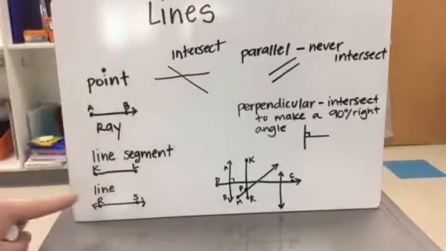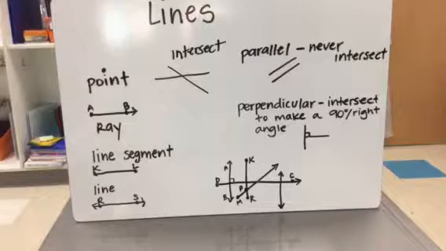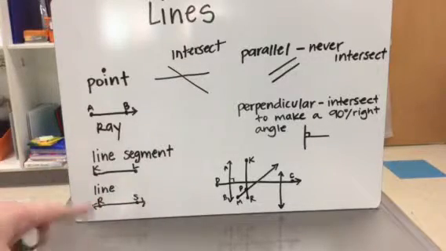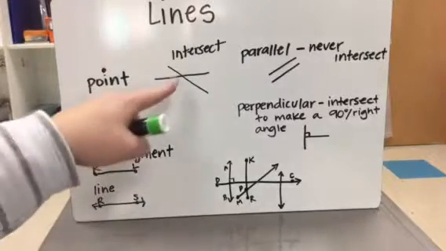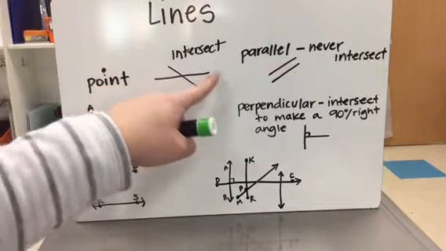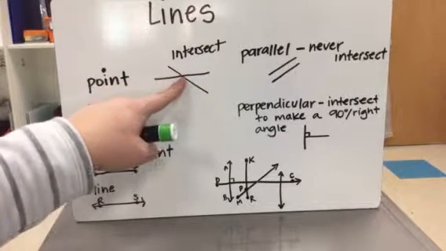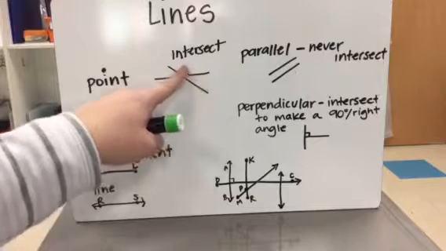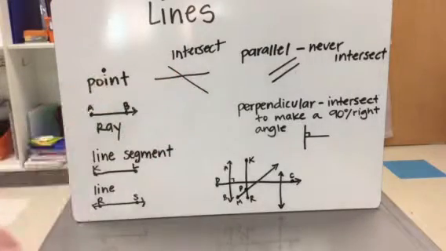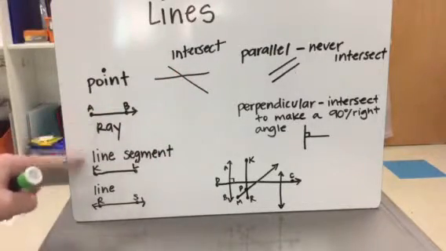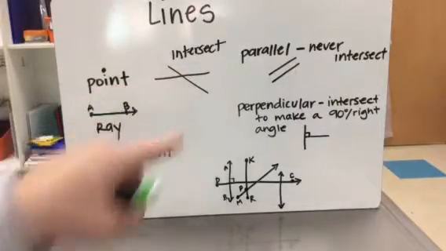So here we have these figures, and we also want to notice how these figures can interact with each other. So sometimes these figures will intersect. So intersecting is where they come together at a point, and then we'll talk later about how they can create specific kinds of angles. That's where angles come from, when rays, line segments, or lines intersect with each other.